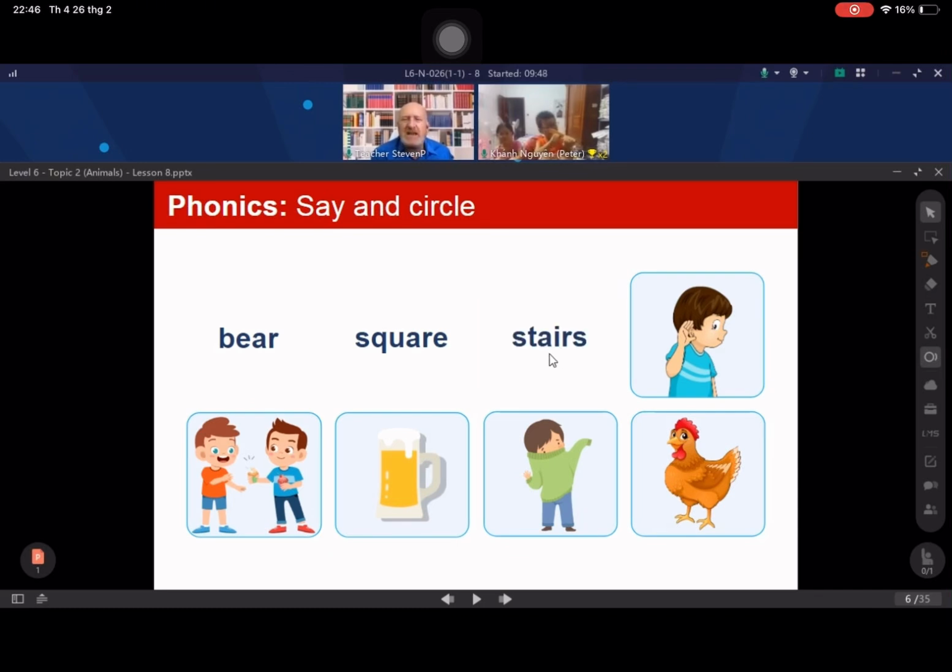Stairs. Very nice. Stairs. Good job. What is this, Mia? Here. Very good. And now listen carefully. Can you listen? It's not the same. Bear, square, stairs. Here is different. So this does not have the air sound.